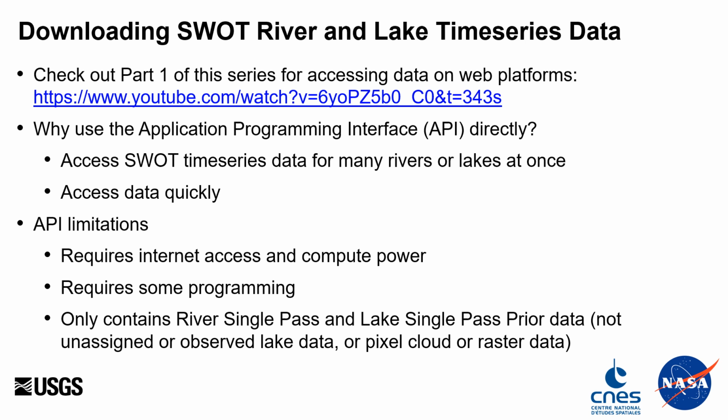There are some limitations with using this API. For one, it requires internet access as well as compute power, and it requires some programming. And this API service that I'm going to be using only contains the river single pass and lake single pass prior data. And so we aren't going to be able to access pixel cloud data or SWOT raster data through this service. And at this time, there's still only the prior lake data, not the unassigned or observed lake data, which looks at water bodies that haven't been previously defined in this lake database, which I'll talk about shortly.